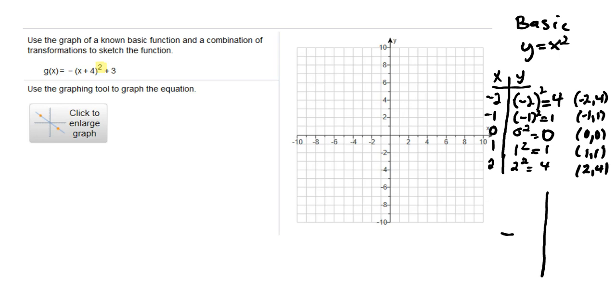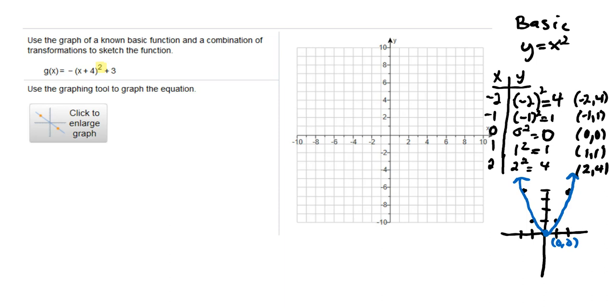I'm going to plot those points and see if a pattern emerges. We have 0, 0, 1, 1, 2, 4, -1, 1, -2, 4, and we can see the pattern that emerges as our parabola, with the vertex being at 0, 0. So that's going to be our basic function, our starting function.